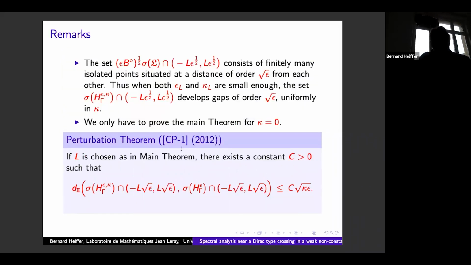Okay. So actually there was a step which was already done in a paper by Horia Cornean and Radu Purice in 2012, which says that if L is chosen as before, there exists a constant C such that when you compare the spectrum of the operator for kappa different from zero to the spectrum for kappa equals zero, the error is controlled by C square root of kappa times epsilon. So it's enough now to concentrate our analysis on the case kappa equals zero.